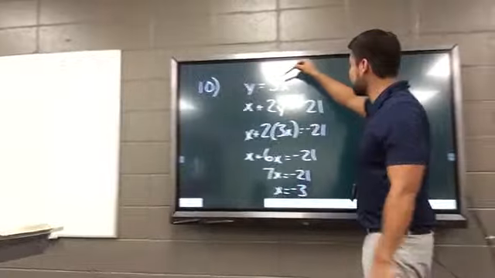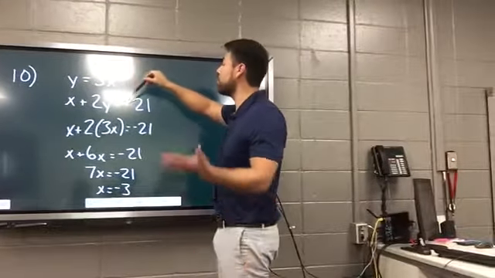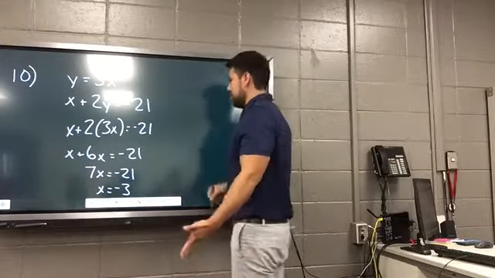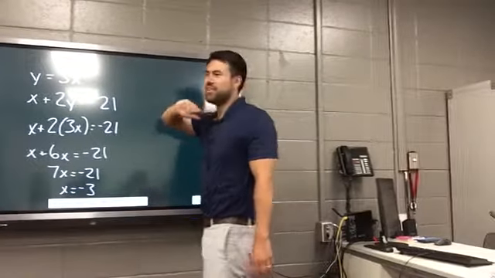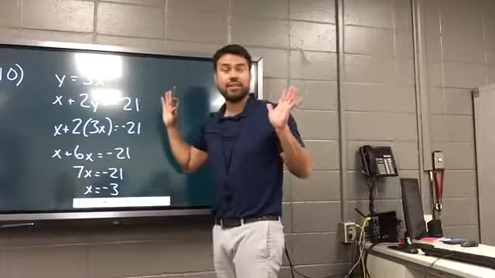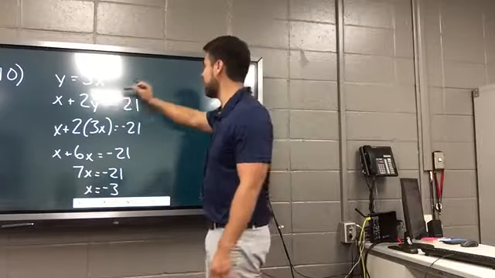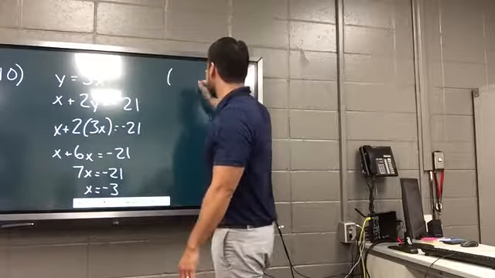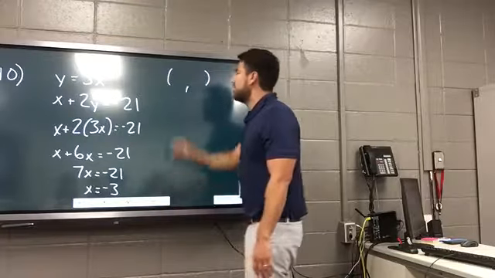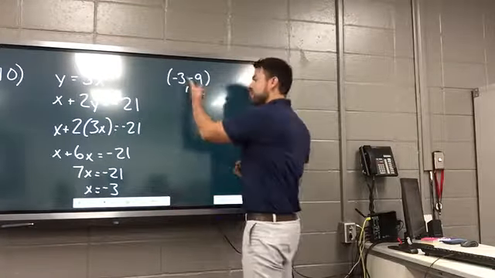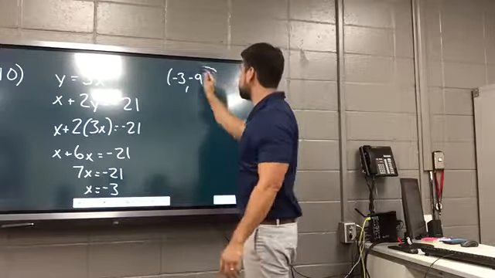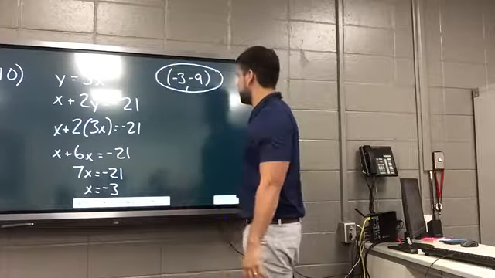So here, I can put it into the top equation or the bottom one. Which one's easier? Top. Someone say bottom? Oh, sorry. I thought someone said bottom. And that's okay. Could the bottom one work? Of course it can. All right, what's my answer? -3, -9. Can I switch them around? No, so make sure you put your x coordinate, then your y coordinate.